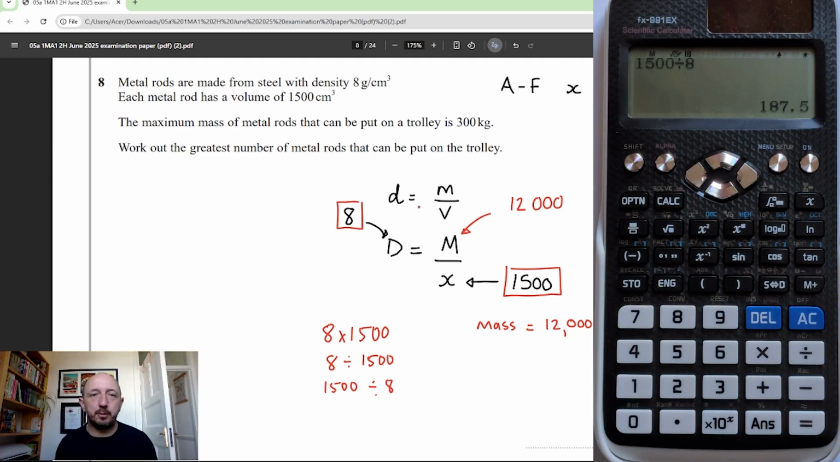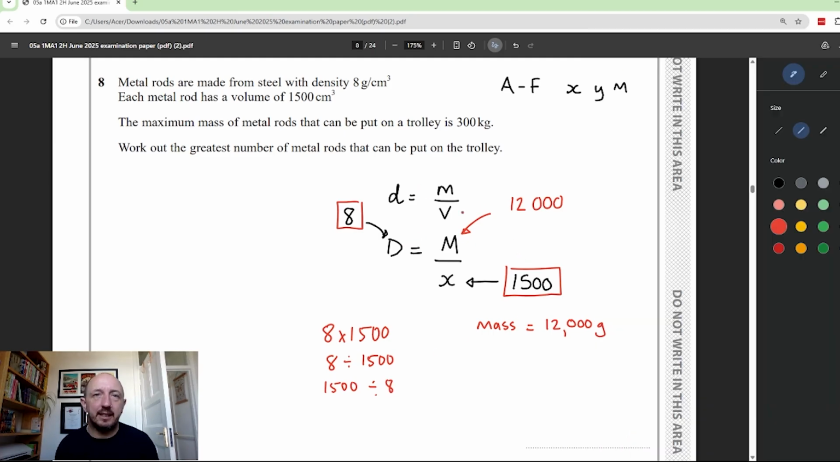With these formulas, density, speed, and many, many other formulas, there's only a few combinations that we can actually use, but you might be able to spot that times will work, and so that is my next line of working. Density times 1,500, which was the volume.